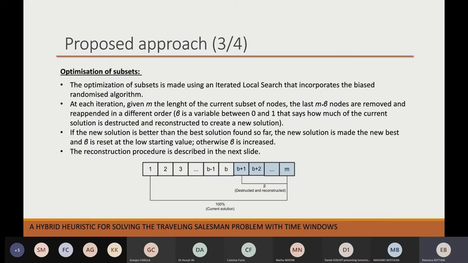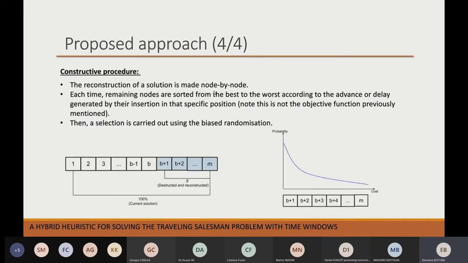The destructed and reconstructed part is bigger. The construction is made node by node and using the Bayes randomization. So every time we have to include the next node in the new solution, we sort all the remaining nodes from the best to the worst according to the advance or delay generated by their insertion in the specific position. And we carry out the selection according to a probability modeled by a quasi-geometric distribution. So we prioritize the best nodes, but we also give the possibility to the worst nodes to be placed in that position.